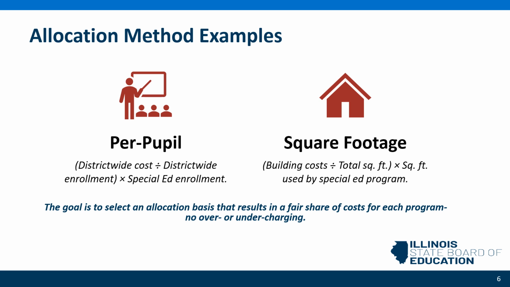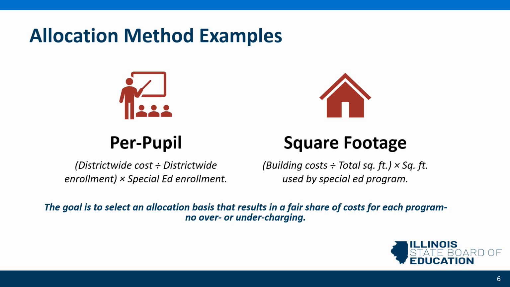For building-wide costs such as maintenance, rent, or security, square footage method is recommended. This method is especially useful when multiple special education programs share the same building. For example, if one program uses 40% of the building space, then 40% of applicable costs, like maintenance or lease expenses, should be assigned to that program.